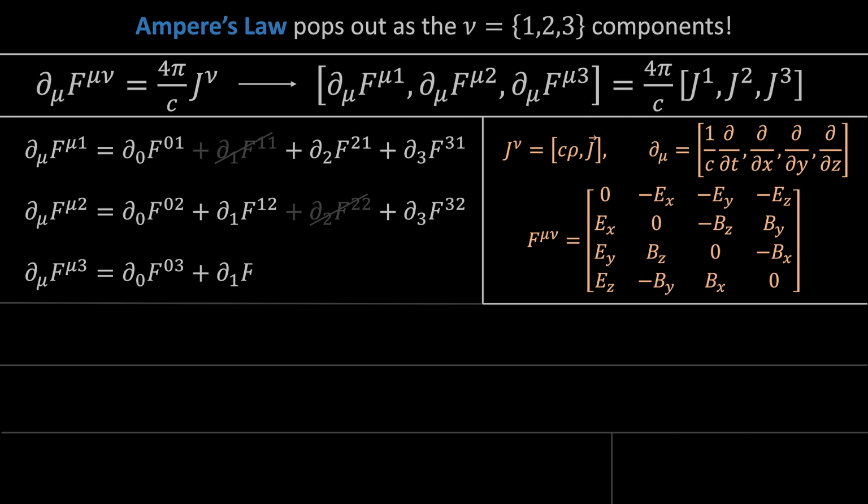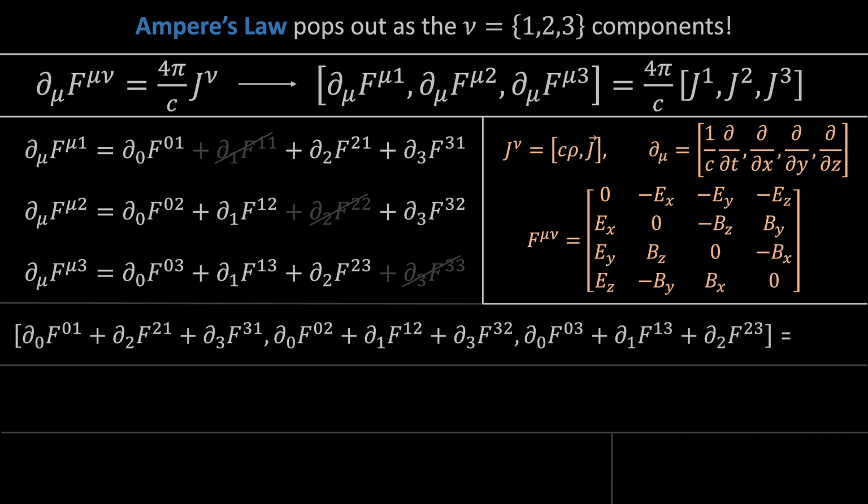Finally, we're going to go ahead and write out that third component, partial mu F mu3, expand that as a sum over the different possibilities for mu, and we see that the F33 component cancels out. Now then, if we take that top equation, and we expand each of those partial derivative F terms in terms of the sums that we've just written out, we can write out this equation with a vector on one side and a vector on the other side.